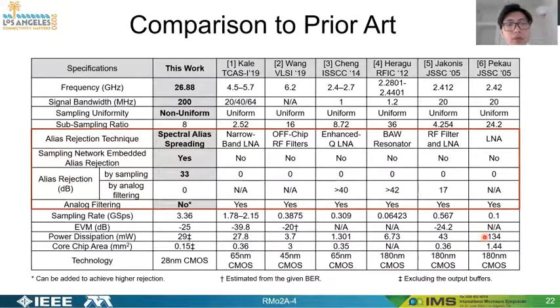This table shows a comparison to the state-of-the-art subsampling receivers. The proposed architecture is designed for millimeter wave applications, and our core chip area is also smaller compared to the other ones. Our proposed non-uniform subsampling method is used to reject alias and achieves up to 33 dB alias rejection without any analog filter.